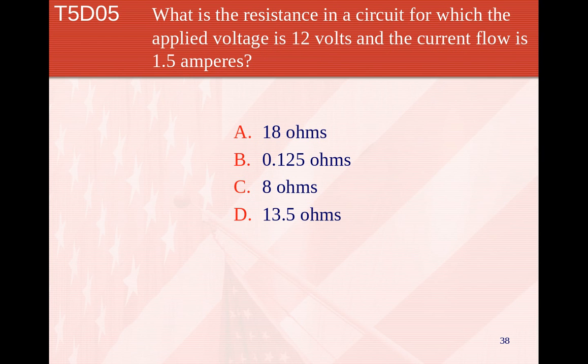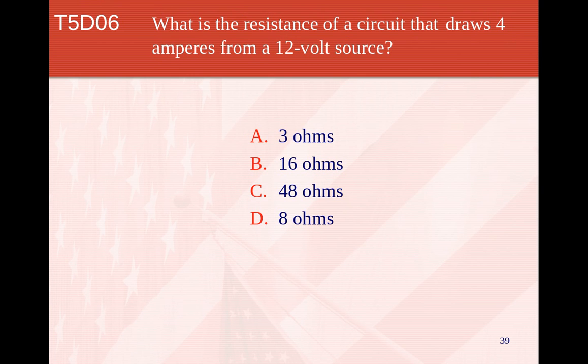What is the resistance of a circuit in which the applied voltage is 12 volts and the current is 1.5 amps? 12 volts over 1.5 amps gives us 8 ohms. What is the resistance of the circuit that draws 4 amps from a 12 volt source? 12 over 4 gives us 3.